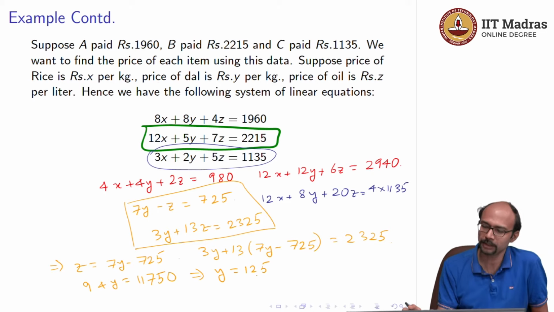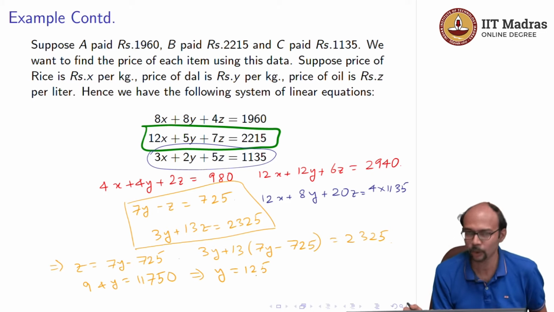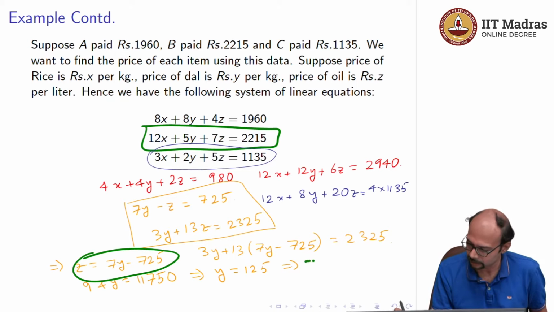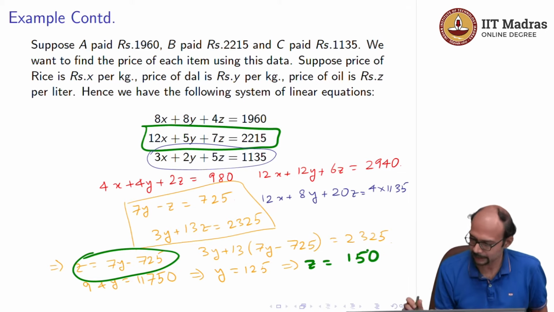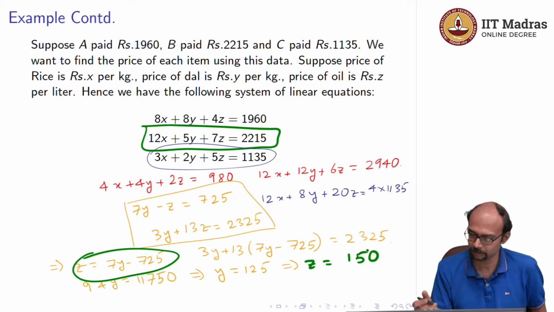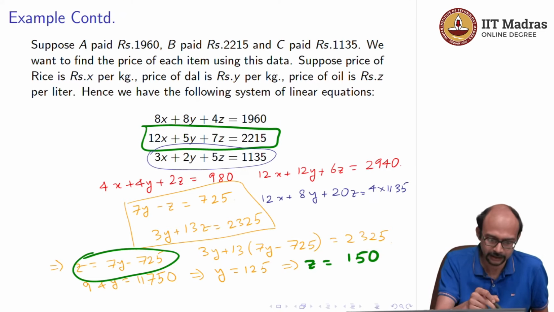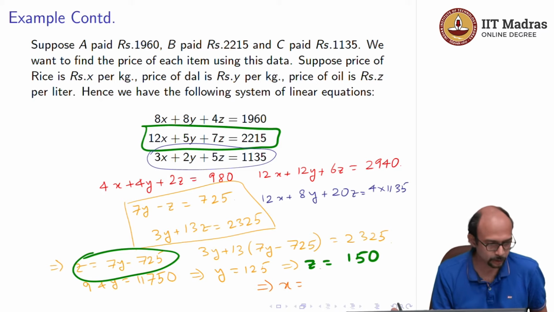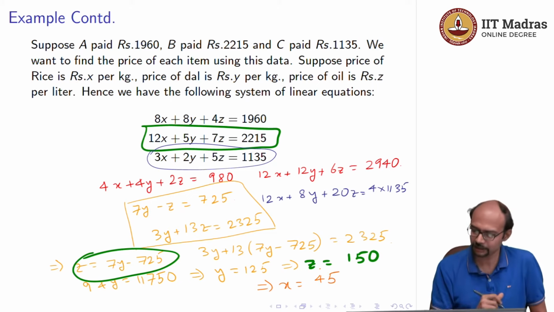So we have computed the price of dal. It is rupees 125 per kg. We'll substitute y is 125 in this equation over here, and from here we'll get that z is 150. Now we know y and z, so we'll put them in some suitable equation, and we can get x. So x is going to be 45. I'll encourage you to check this.